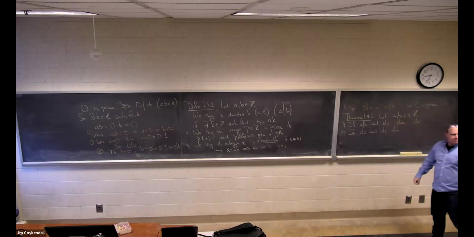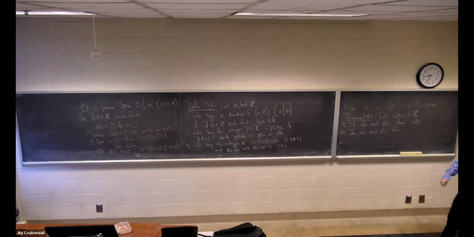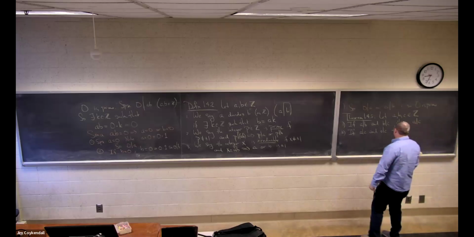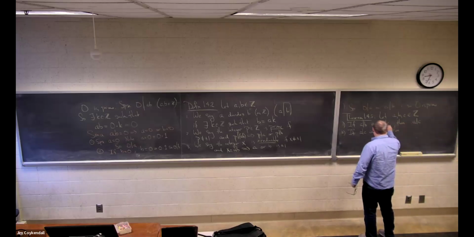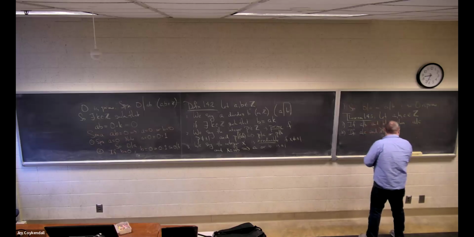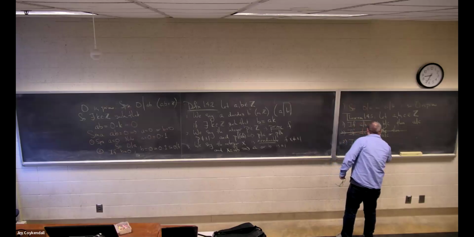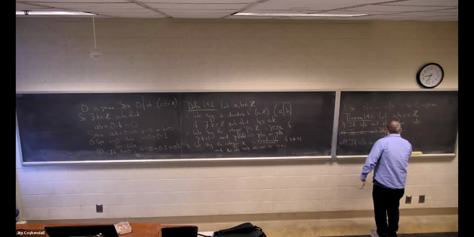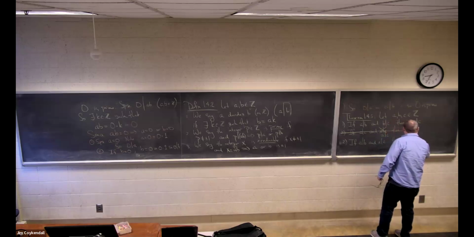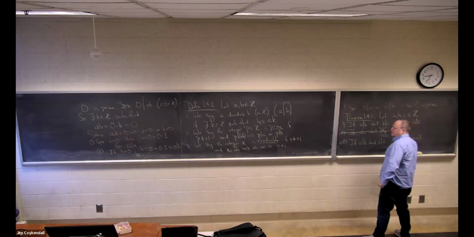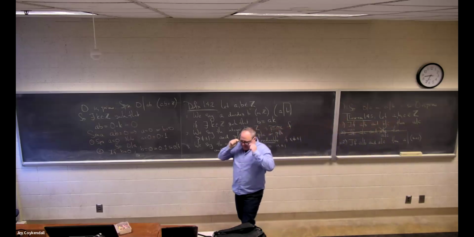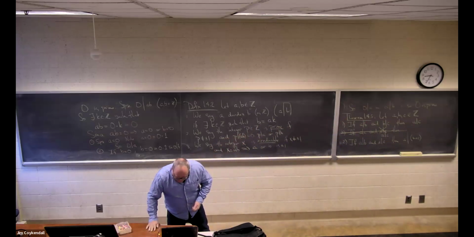And 2, if A divides C and B divides C... Oh, I'm sorry, that's not what I want. Scratch this whole thing. If A divides B and A divides C, then A divides B plus C. There we go, that's what I want. So if you have the same number dividing both B and C, then that number divides their sum.